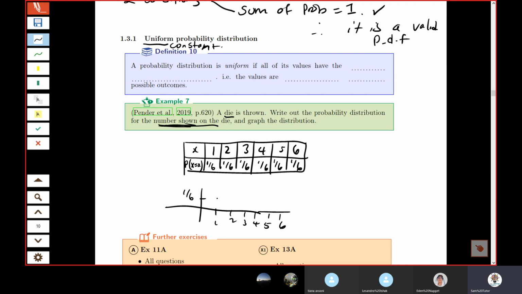They're all 1 on 6. So 1 on 6, 1 on 6, 1 on 6, 1 on 6, 1 on 6, 1 on 6. It's not a line through it. Why is it not a line through it? Anyone tell me why that would not be a line through it? Because it's the x-axis.